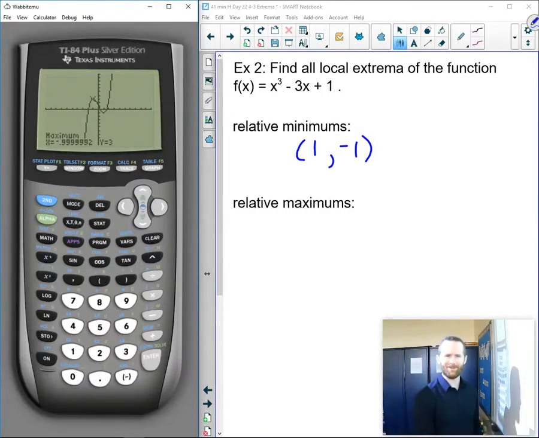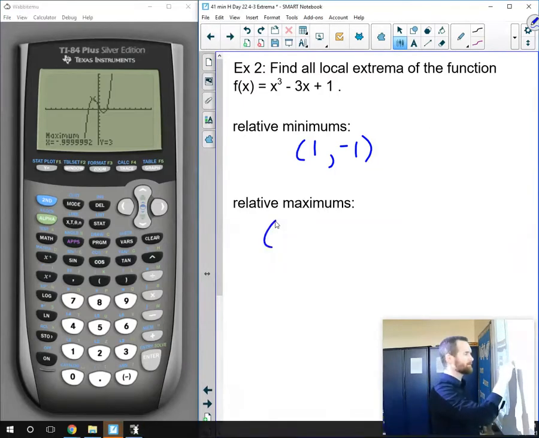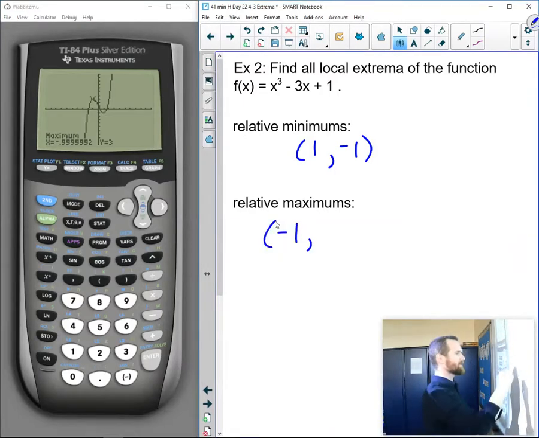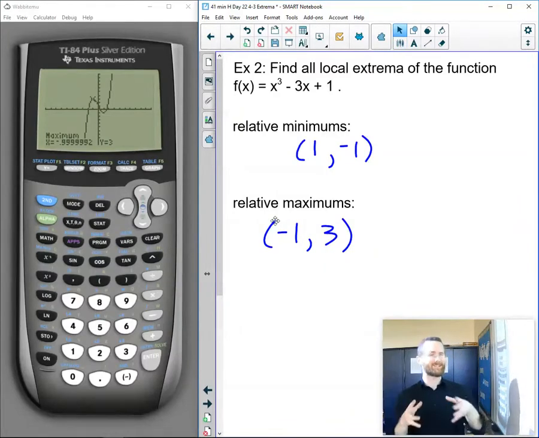A lot of weird decimals going on here. That's a negative 0.9 repeating. I know there's a 2 at the end of it, but there's a lot of 9s. So we'll say that's a negative 1. And the y value is a 3. A lot of weird things going on with the x values here. Sometimes the graphing calculator tries to be a little bit too specific and it ends up looking kind of stupid.